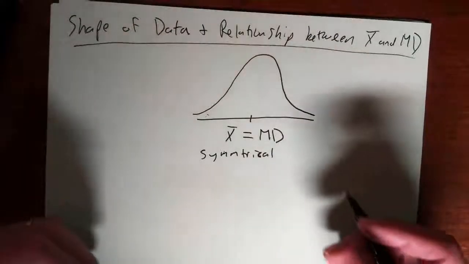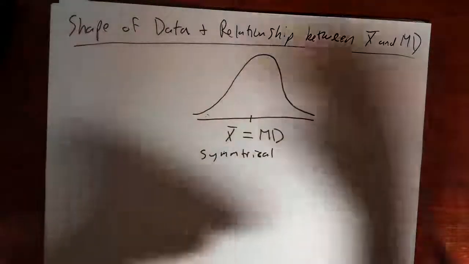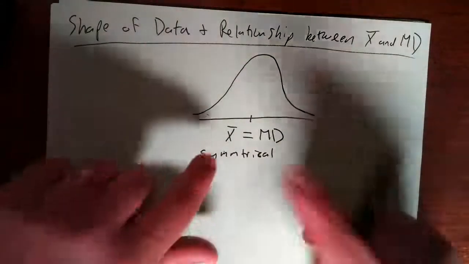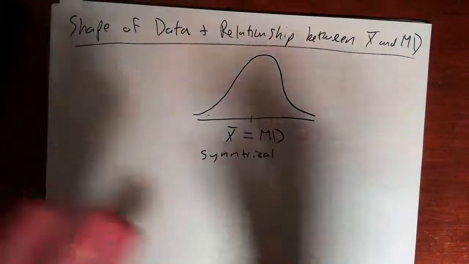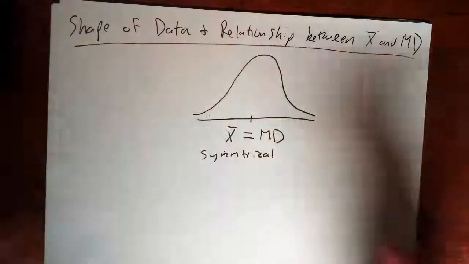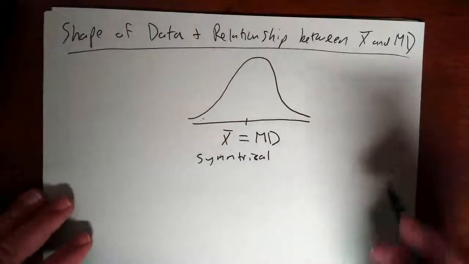One reason this is helpful is if you want to determine if your data set is perfectly symmetrical, all you have to do is calculate the mean and the median, and if they're the same, then it's perfectly symmetrical.